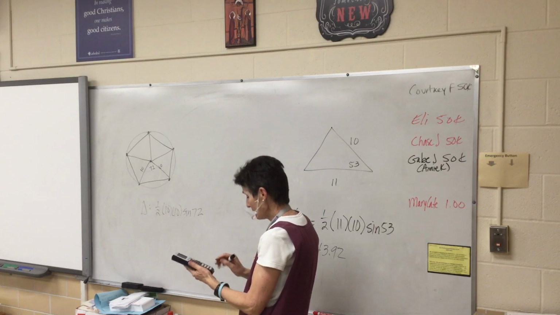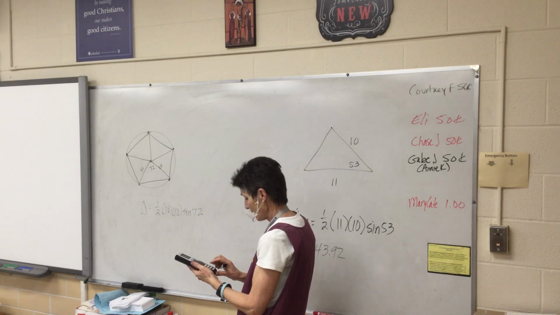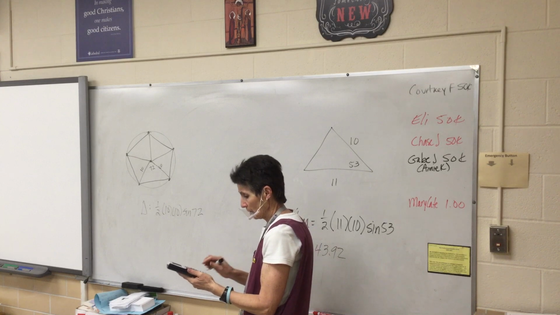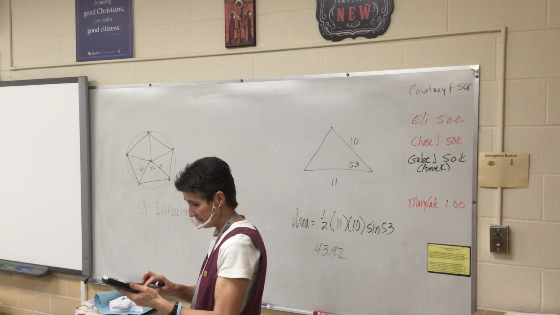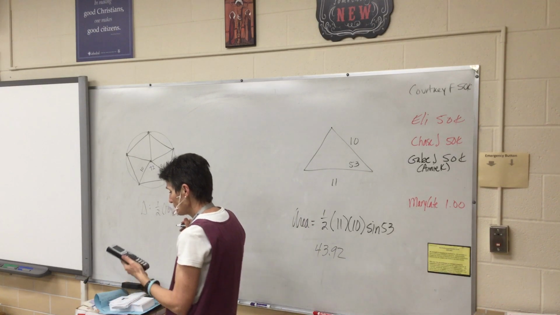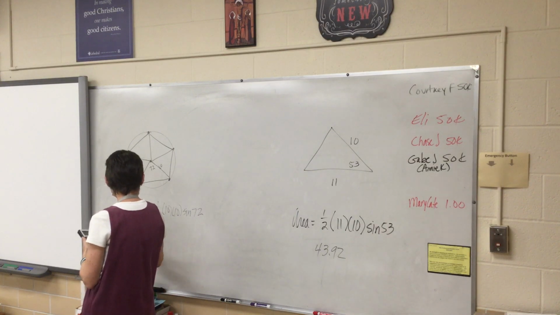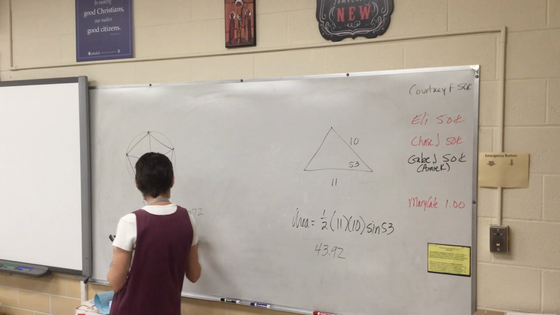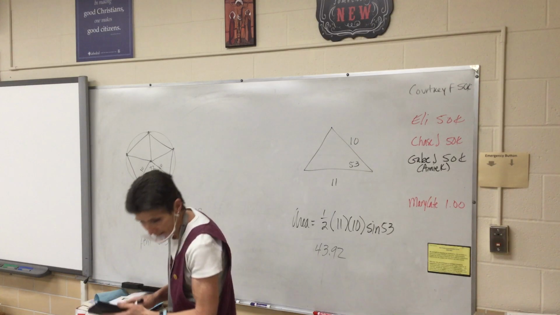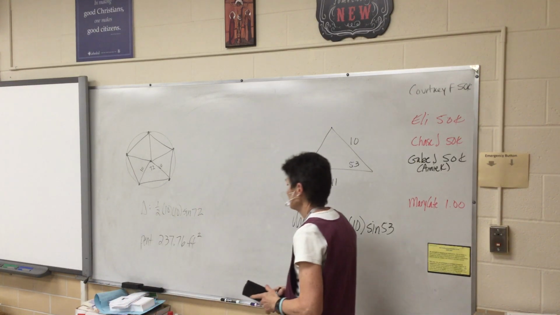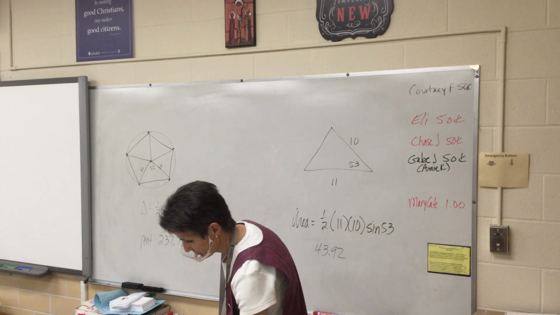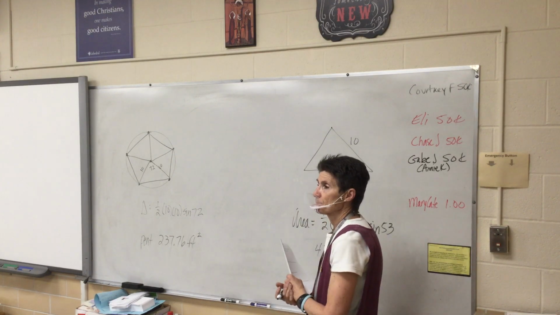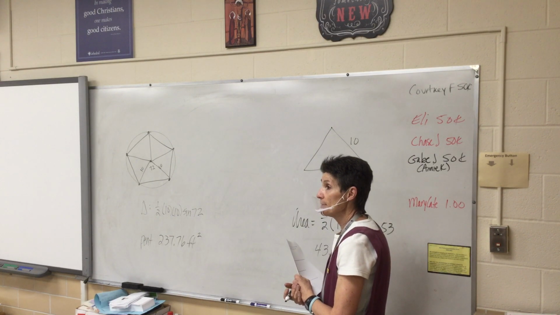Now, please don't write that number down. That is not the answer. We don't even care what it is. We're going to take that and hit times 5. 237.76, and that would be square feet, right? Wasn't it feet? Yep. Everybody okay with that?